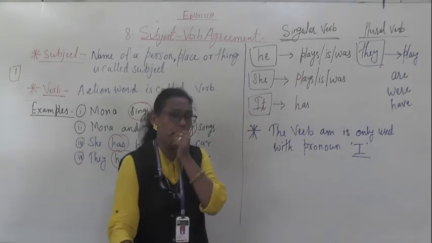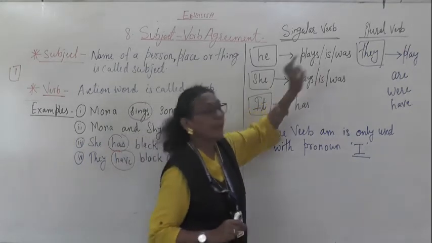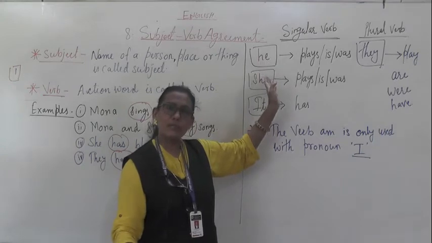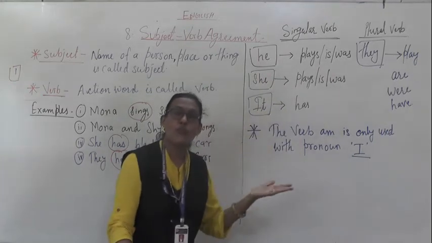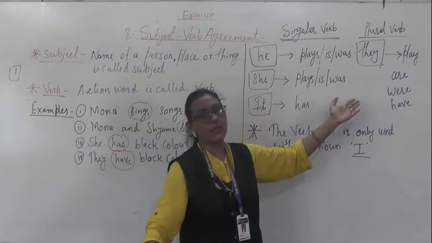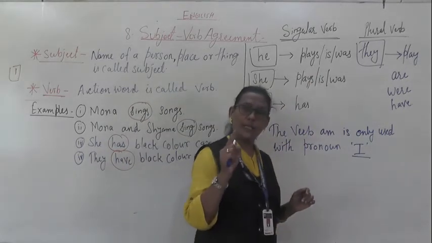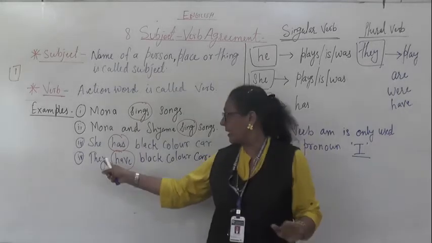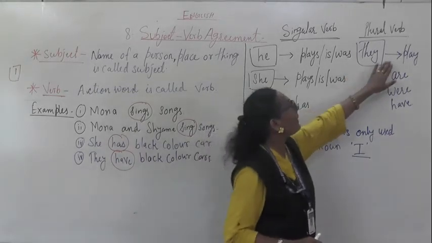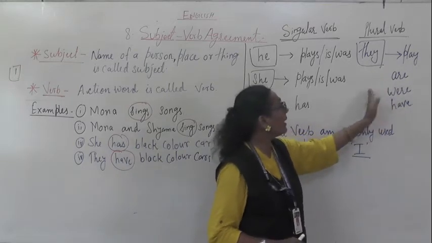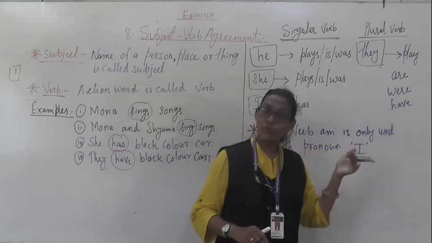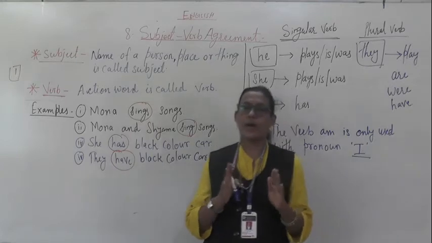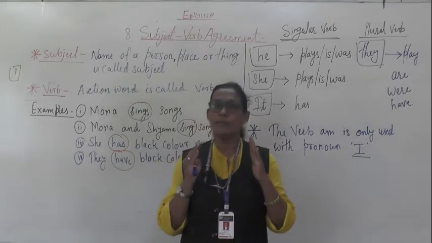With the verb, we are adding S. Here also, he, she plays, the verb is singular because the subject is singular. We write is in the present tense, was in the past tense. And how will you identify the plural verb? When we write the subject they: they have, they play, they are, they were. We never say they was, no, they were. So in this way you have to identify which is a singular verb and which is a plural verb.